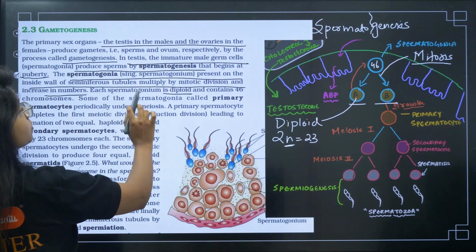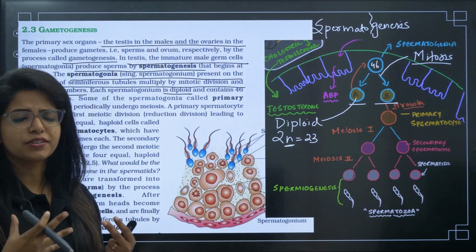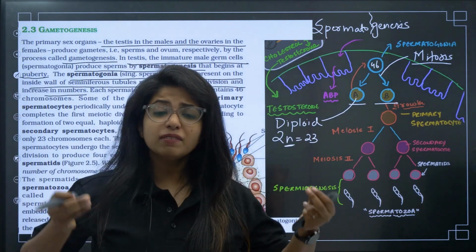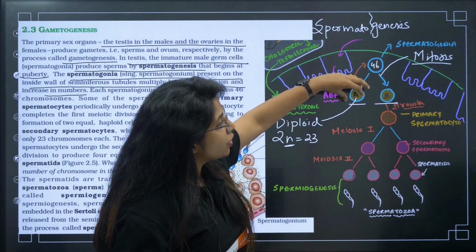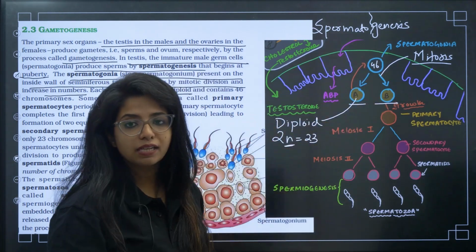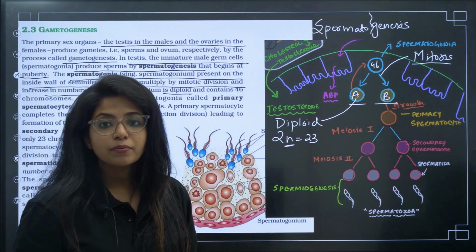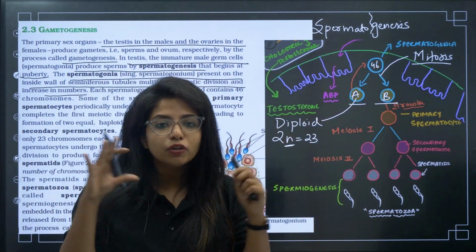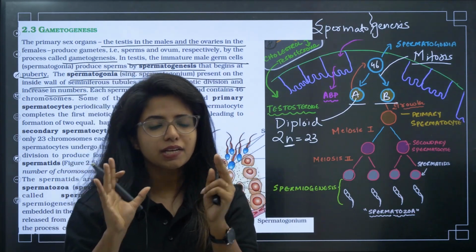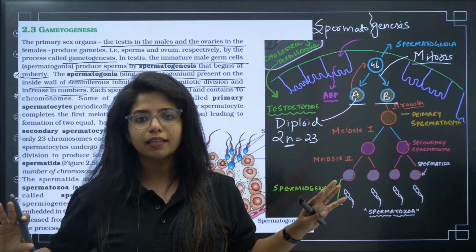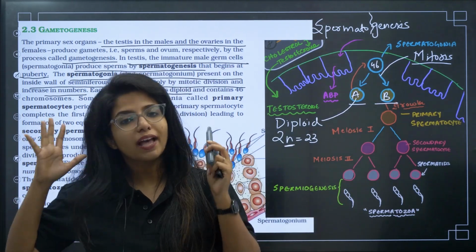Now, some of the spermatogonia, called primary spermatocytes, periodically undergo meiosis. So, where did this come from? Some of the spermatogonia, what do you mean by that? Once the spermatogonia undergoes division, A and B type of cells are formed. This is A and this is B. Now, the B cell is selected and it undergoes certain differentiation. Differentiation means it attains a particular function. That is the meaning of differentiation, not cell division. For example, if I decide that I have to become this, I am getting differentiated. You can think like that.